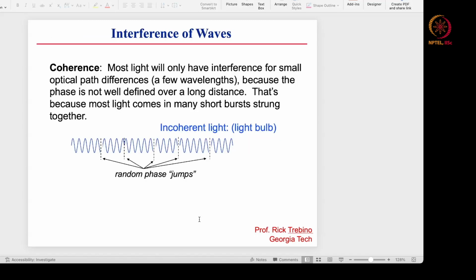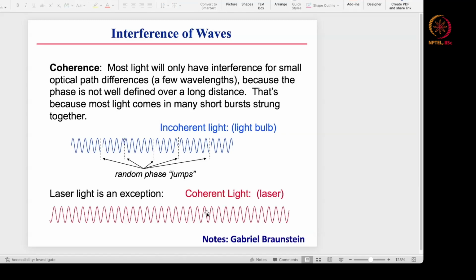Most light will have interference only for a small optical path difference, a few wavelengths, because the phase is not well defined over long distances. That is why most light comes in short bursts strung together. For example, the incoherent light from a light bulb has random phase jumps because the phase is not well defined over very long distances. So this is more on interference and coherence.